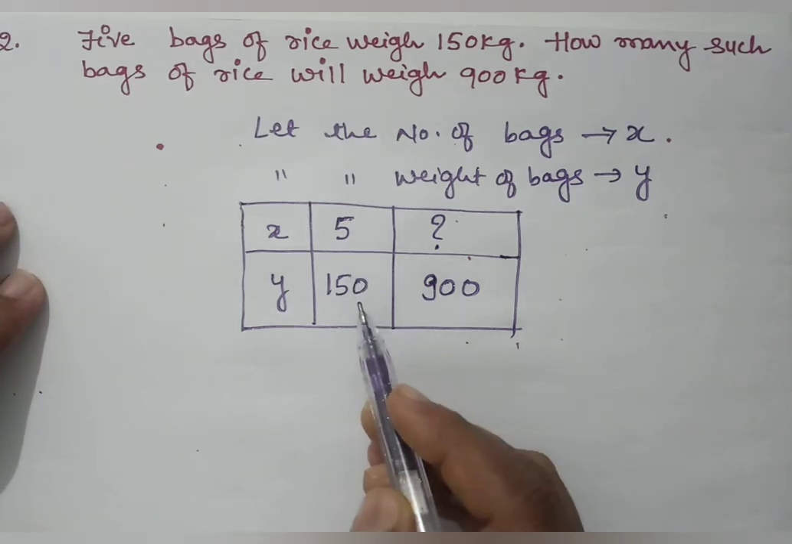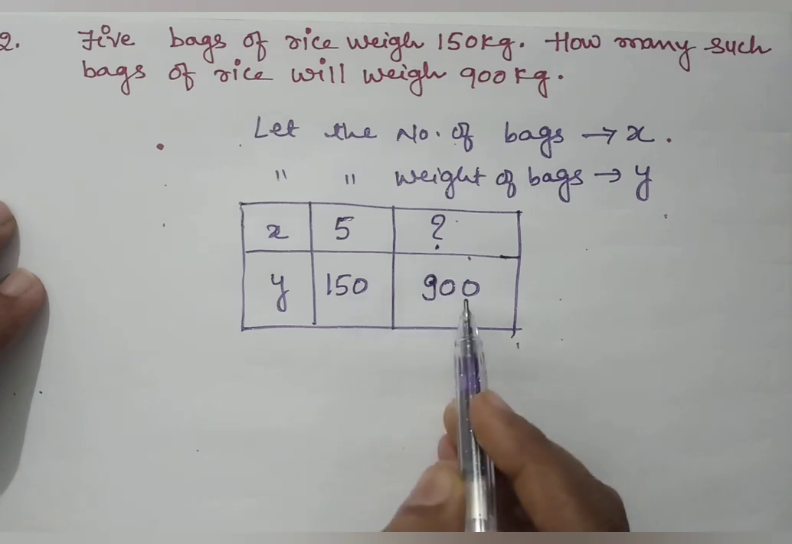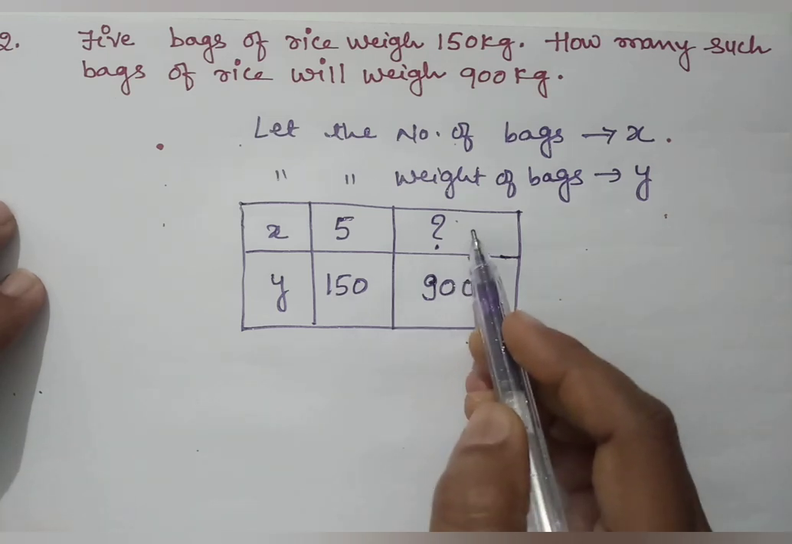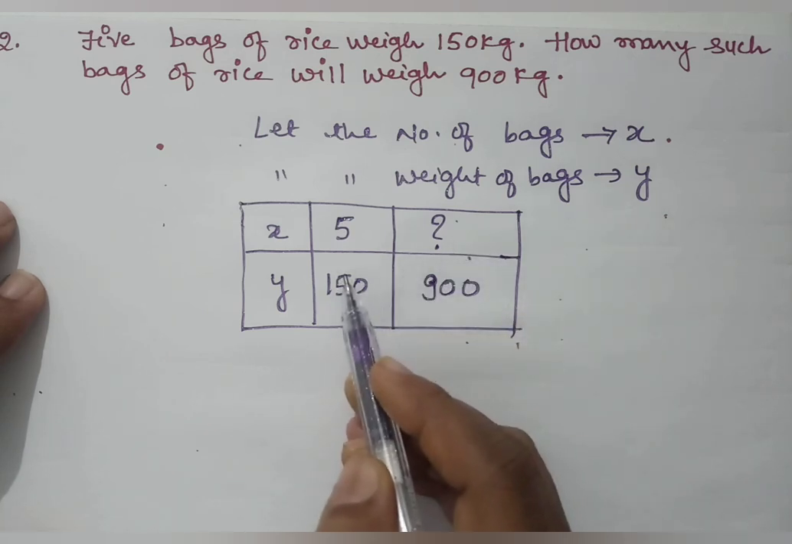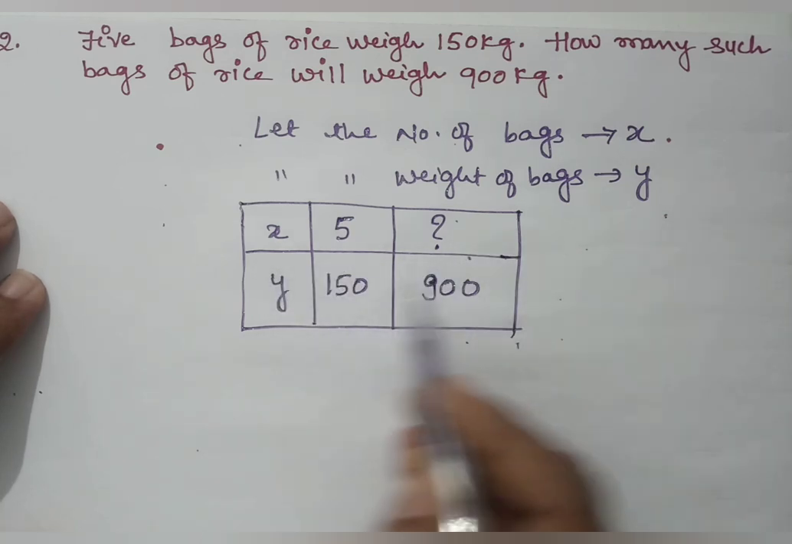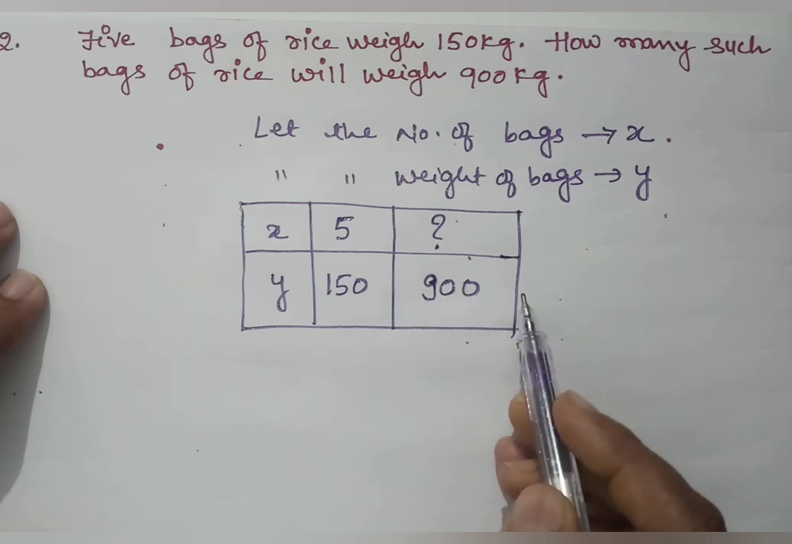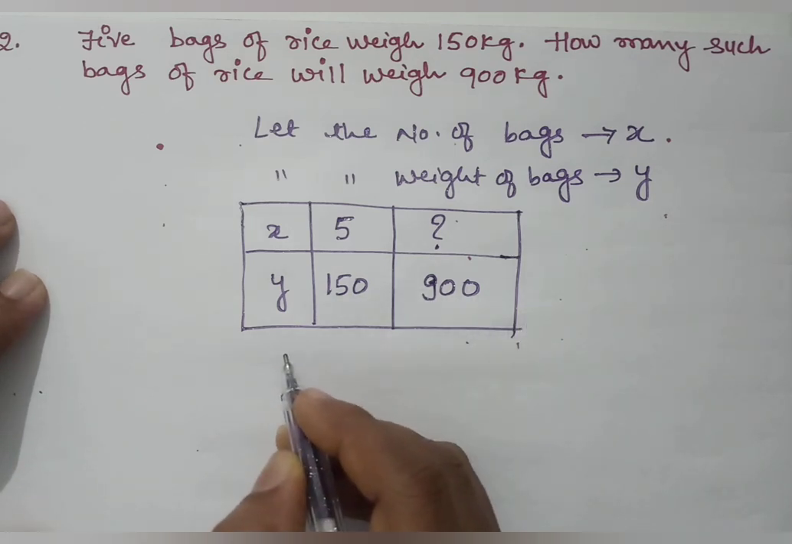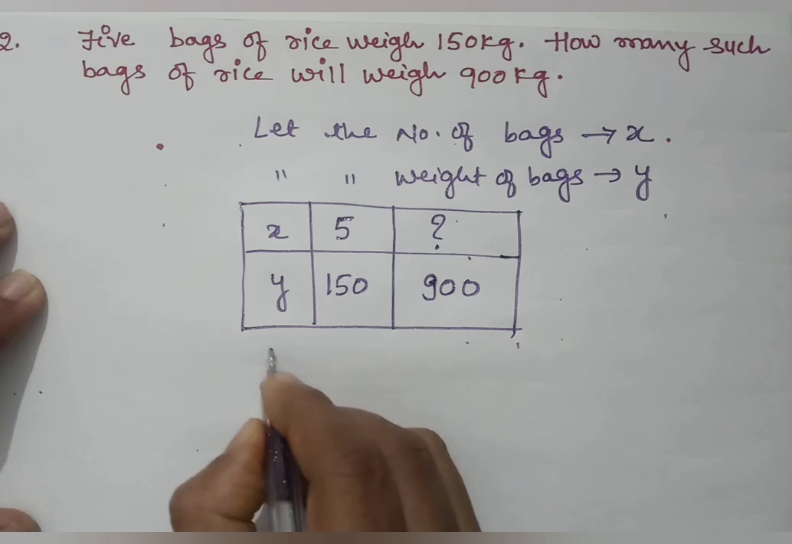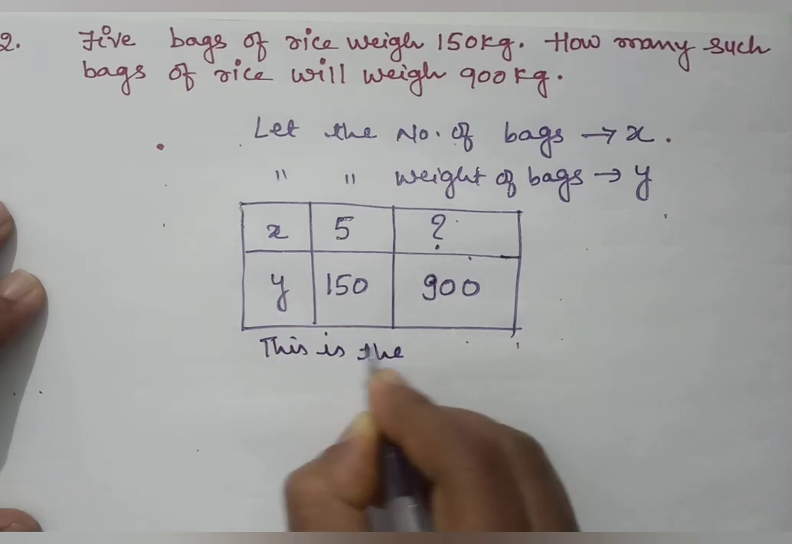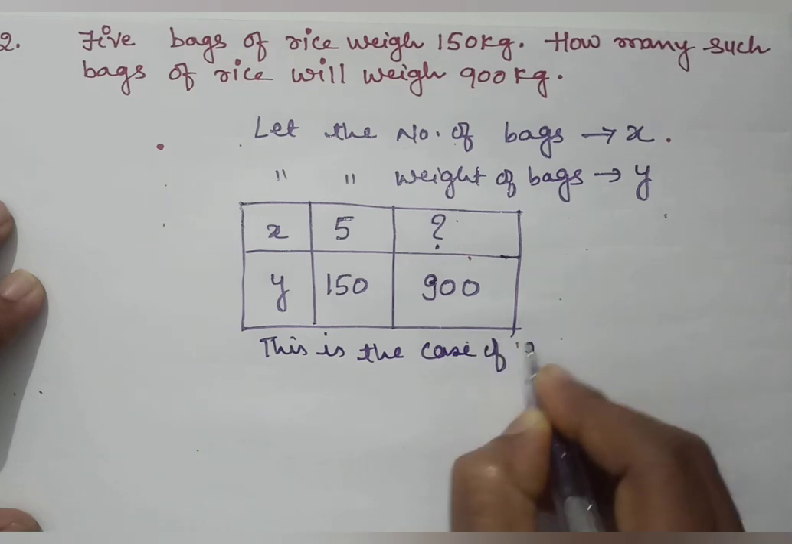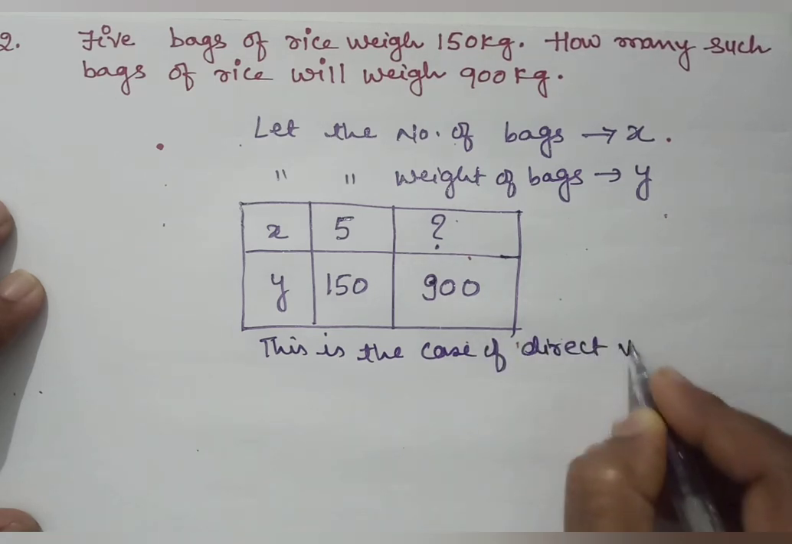Now look here children, 5 bags weigh 150 kgs and if we have 900 kgs, the bags will be less or more? Obviously it will be more because more the bags, more will be the weight. So that means if your X is increasing, Y is also increasing. Therefore, X and Y are both in direct proportion. This is the case of direct variation.